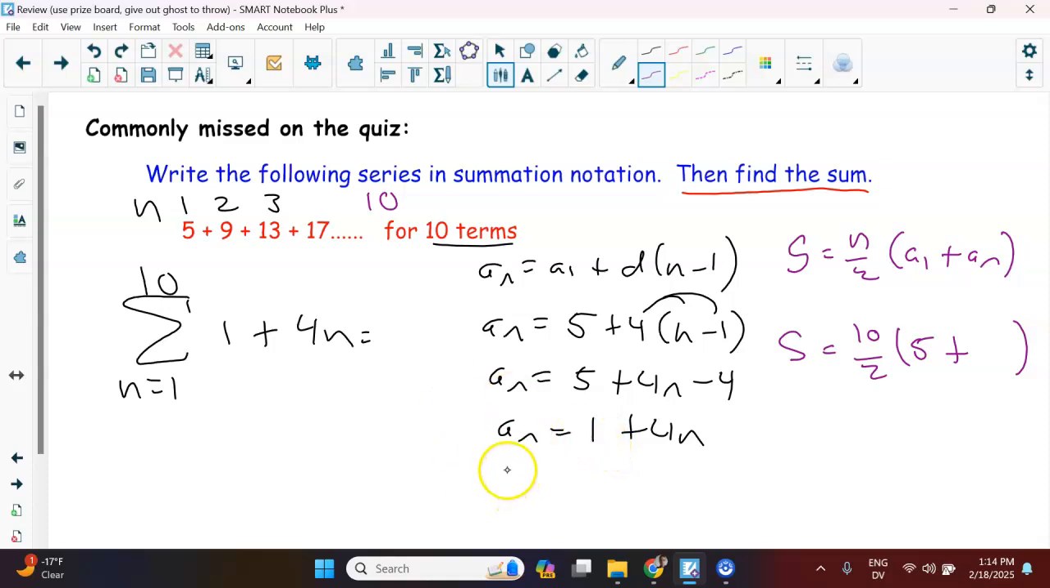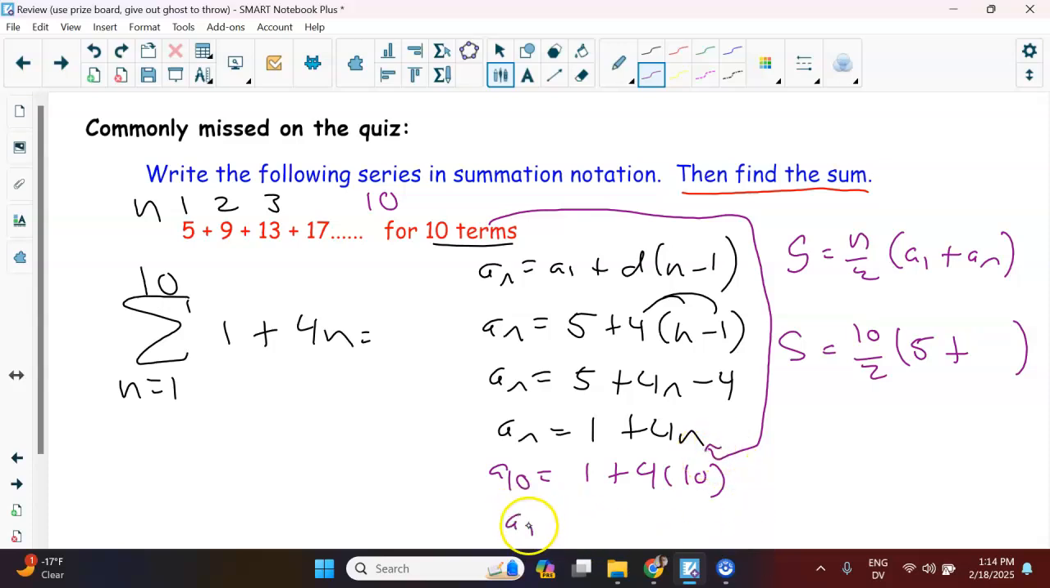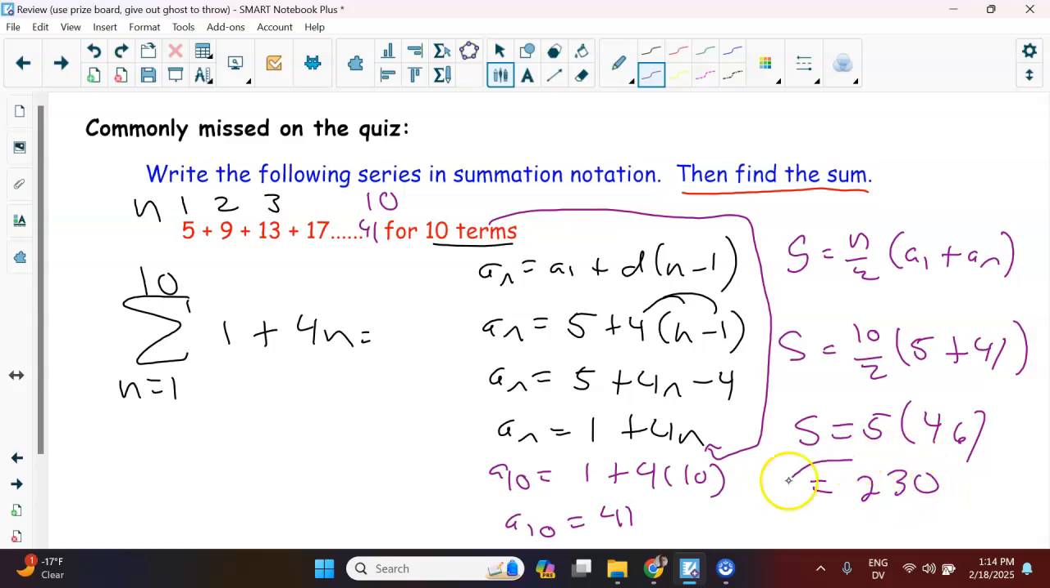So basically, if you want to know the 10th spot, just put in 10 for n. So we're just going to put in our 10 right there for n. And then if you crunch that, it's just going to be 40 plus 1 is 41. So that tells us that the 10th spot in our sum is 41. Okay, now we can complete our formula. So for the sum, just do 10 divided by 2 is 5. Add those together to get 46. And then multiply those together, and I think it just comes out as 230. So the sum here is equal to 230.